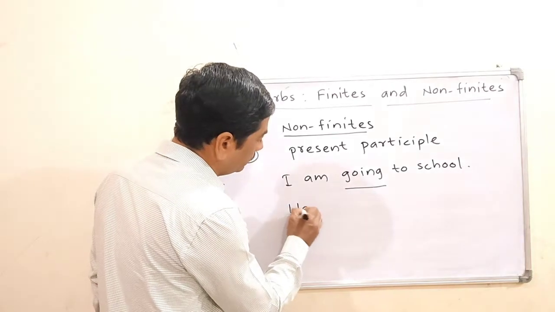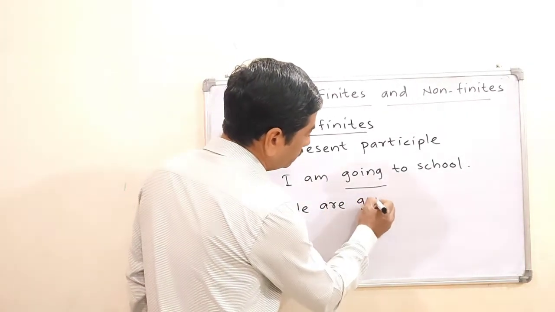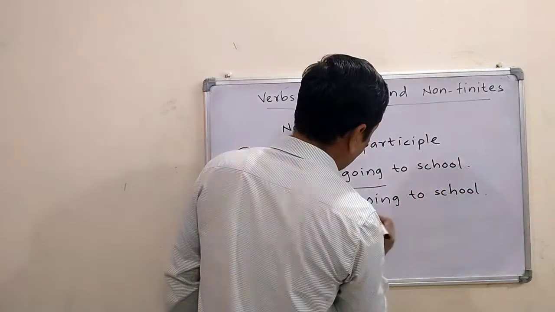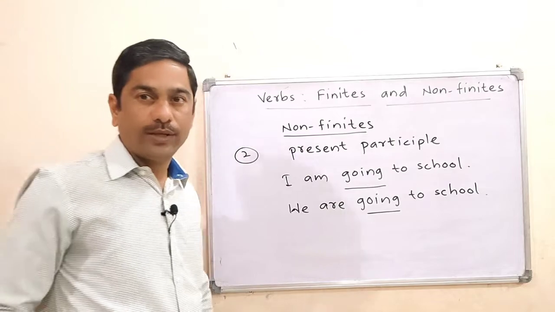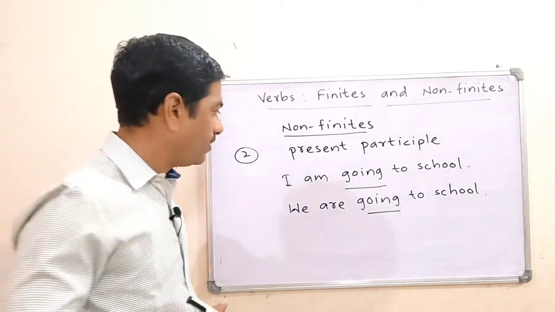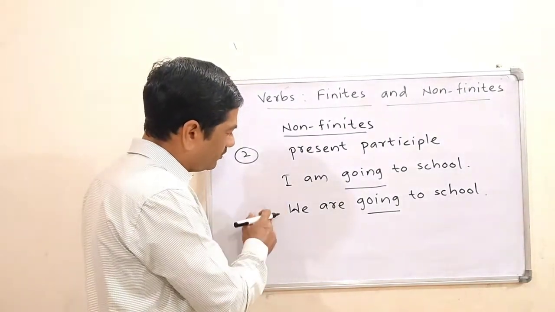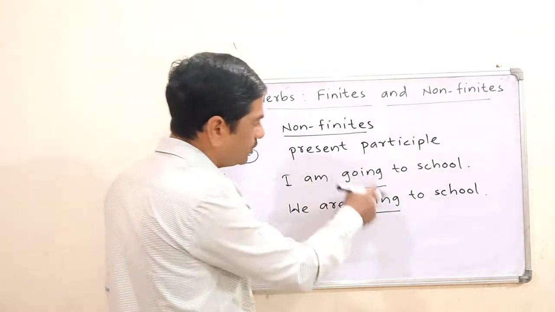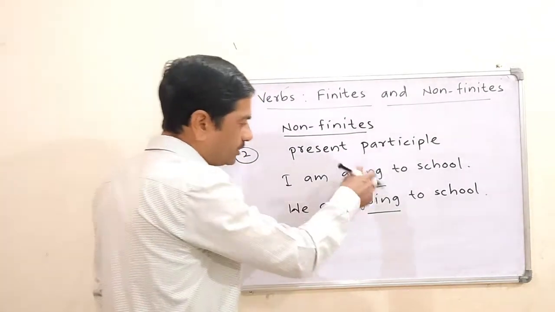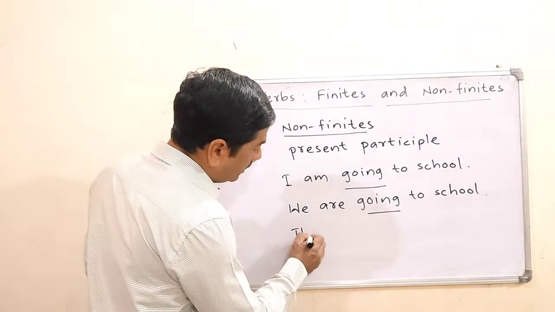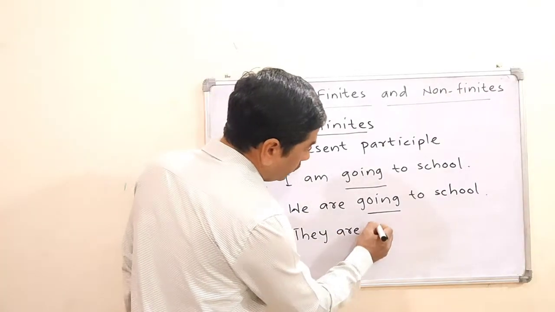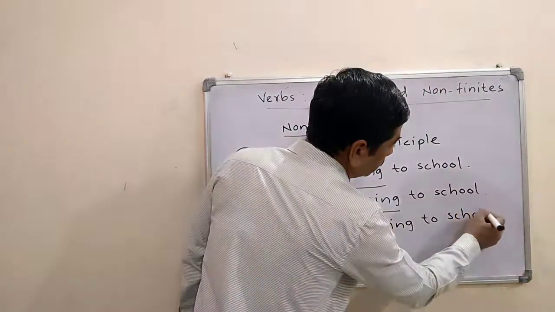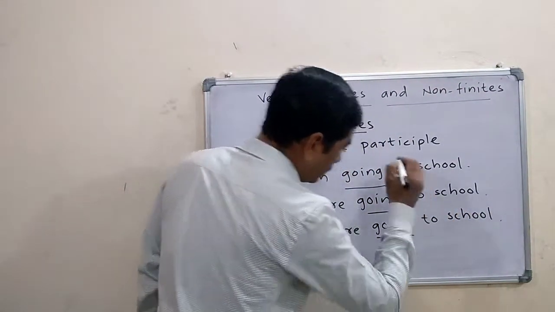We are going to school. Look at this word carefully, going. It is the ing form of the verb. You are changing the subject. In place of a singular subject, you are taking plural, and there is no change in this form. They are going to school. No change in this form.